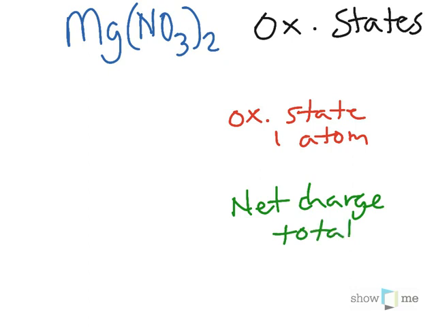Now, first thing we need to recognize is magnesium nitrate is a neutral ionic compound. One magnesium ion, two nitrate ions, they come together and they have a net charge of 0. So our net charge here needs to be 0. We need to make all these numbers work together to equal nothing.